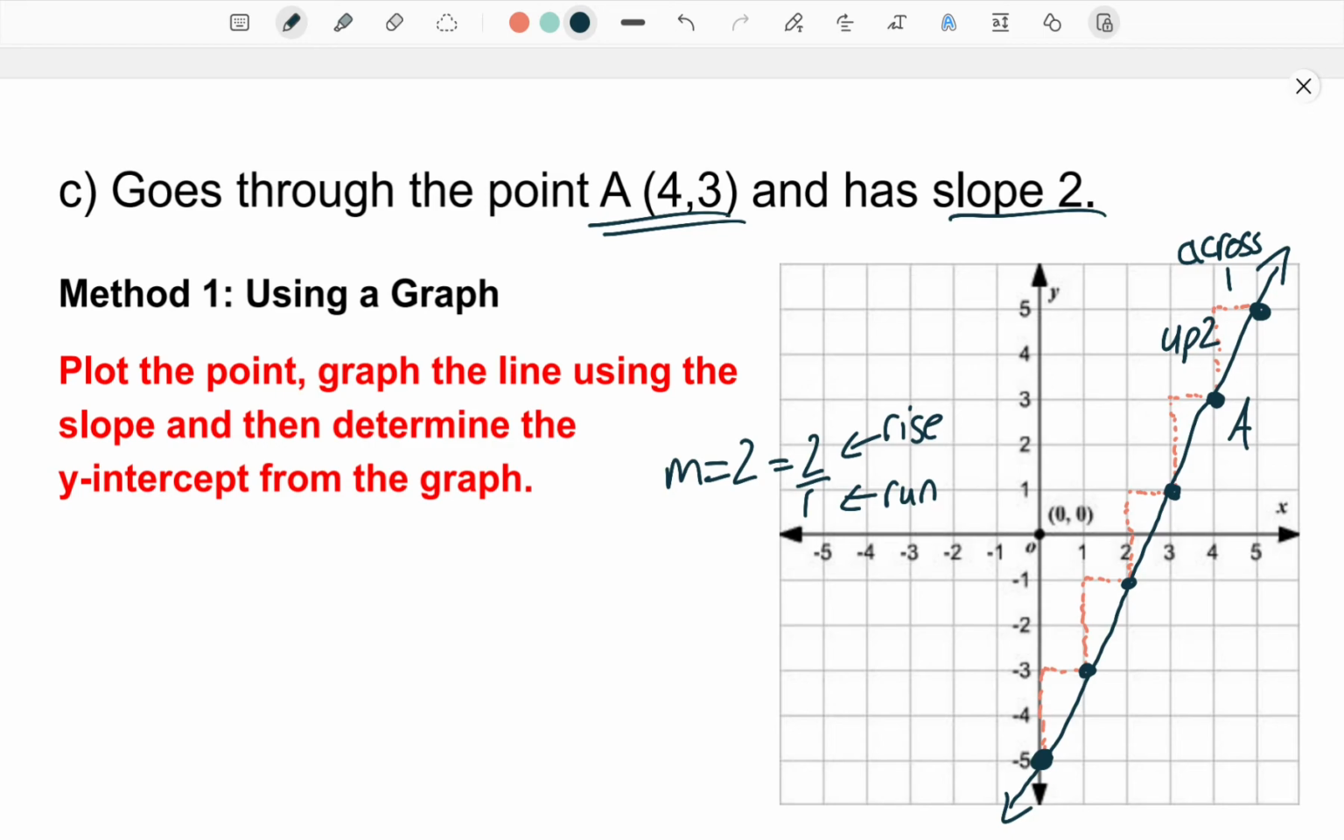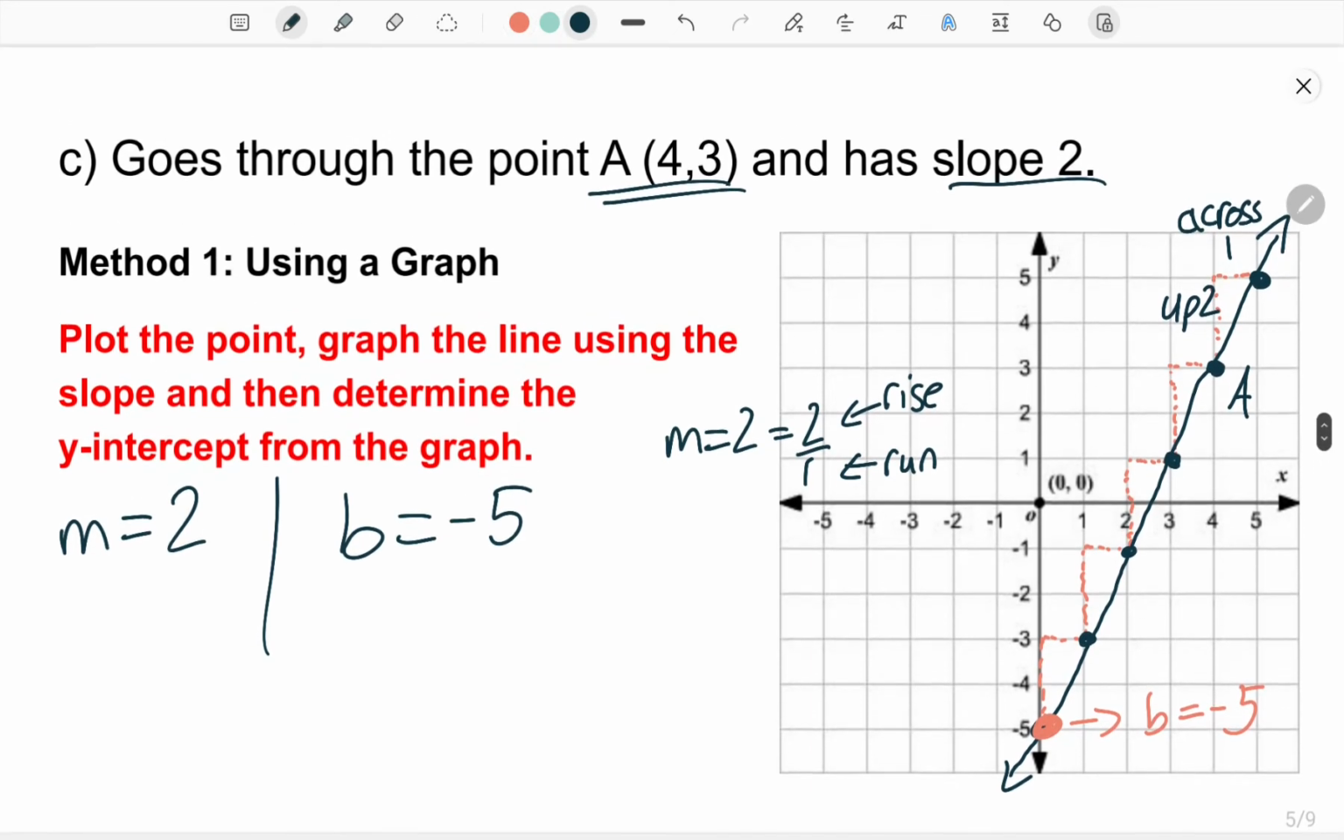Okay, so how's that going to help us get the actual equation? Well, for the equation, we already have the slope, m equals 2. So that's our starting point. But we need the b value. But now that we've graphed it out, we can just go straight to our graph, straight to the y-axis, and we can see where it crosses, and it's at -5, so b is equal to -5. And so combining those two pieces of information, you get y is equal to 2x minus 5. So again, the m value becomes the front number, and the b value becomes the back part.